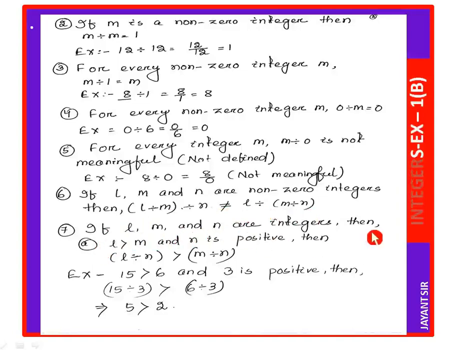If L, M and N are integers, and L is greater than M and N is positive, then L divided by N is greater than M divided by N. Example: if 15, 6 and 3 are the integers taken, then 15 is greater than 6 and 3 is positive, so 15 divided by 3 is always greater than 6 divided by 3. 15 divided by 3 is 5, greater than 6 divided by 3 which is 2.